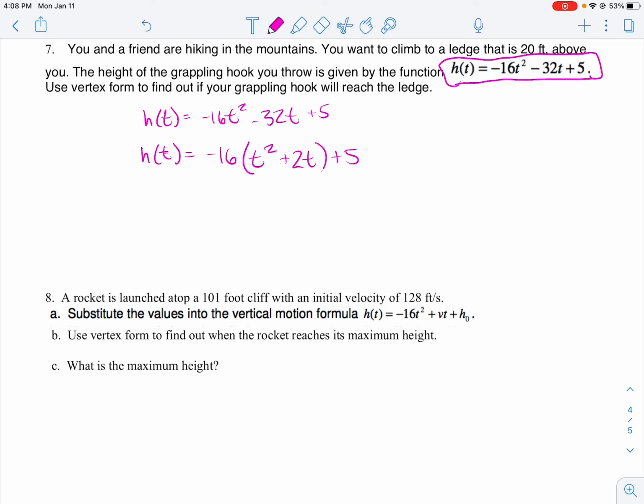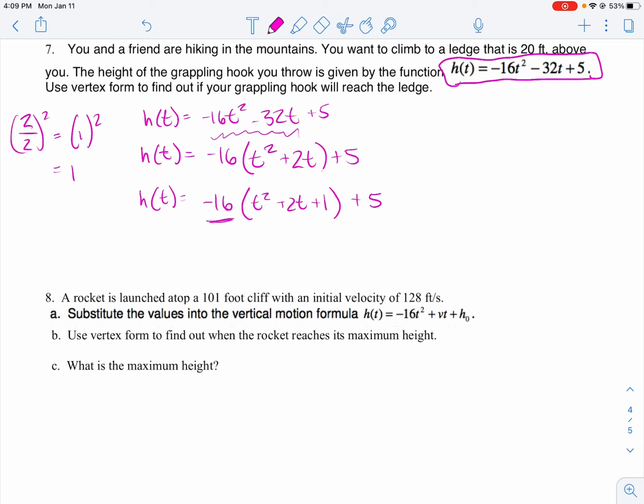That is our goal through these. We are not changing anything in the equation. We want to make sure that when we multiply everything out, we still get the same thing we had before. Let's take our b value, divide it by 2 and square it. So 1 squared is going to give me 1. And so h of t is equal to negative 16 times (t squared plus 2t plus 1) plus 5. Now, here's where it gets tricky. If I were to multiply this out through, I would certainly get this right here.